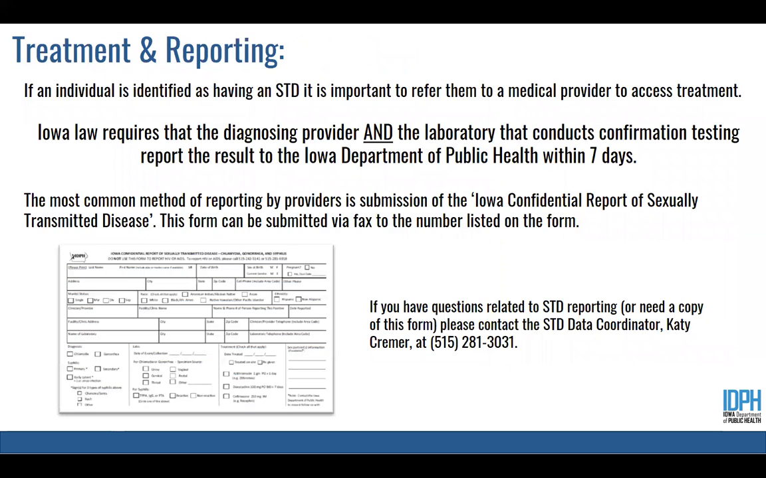If an individual is identified as having an STD, it is important to refer them to a medical provider to access treatment if you don't provide treatment on site. Iowa law also requires the diagnosing provider and the laboratory to report the results to the Iowa Department of Public Health. The most common method of reporting by providers is submission of the Iowa Confidential Report of Sexually Transmitted Disease. This form can also be submitted via fax to the number that's listed on the form.